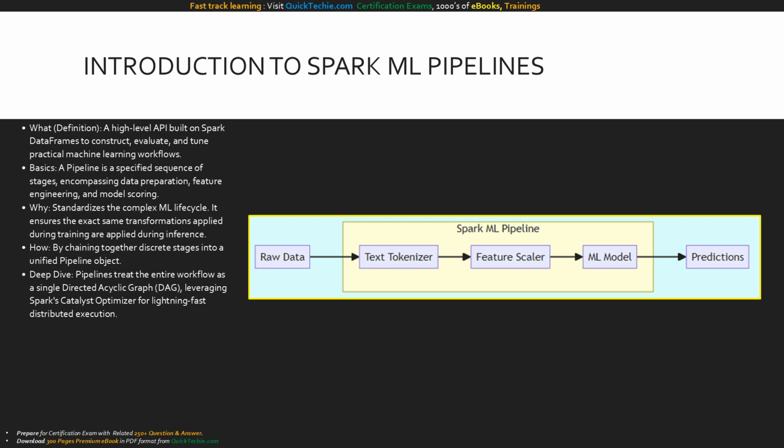Take a look at this flowchart illustrating a standard Spark ML pipeline. Data flows from left to right. Raw data enters the pipeline and passes through feature engineering stages here, a text tokenizer, and a feature scaler. Finally, it hits the ML model to produce predictions. The gray box represents the pipeline itself, encapsulating all these steps. By keeping everything in this box, Spark ensures no steps are skipped when new data arrives for inference.